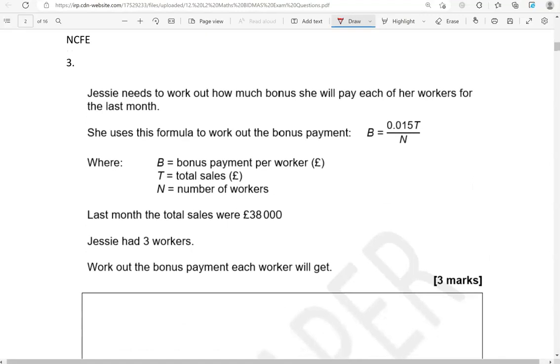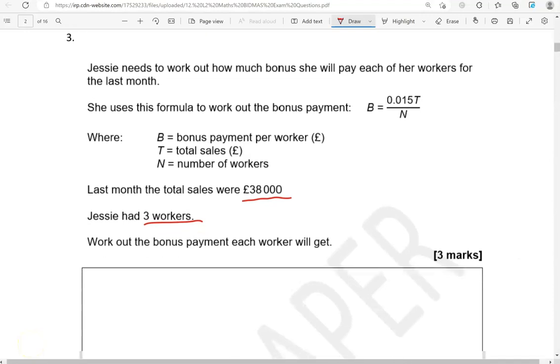Jessie needs to work out how much bonus she will pay each of her workers for the last month. She uses this formula to work out the bonus payment. B is equal to 0.015 times T divided by N, where B is the bonus payment per worker in pounds, T is the total sales in pounds, N is the number of workers. Last month the total sales were £38,000. Jessie had 3 workers. Work out the bonus payment each worker will get.